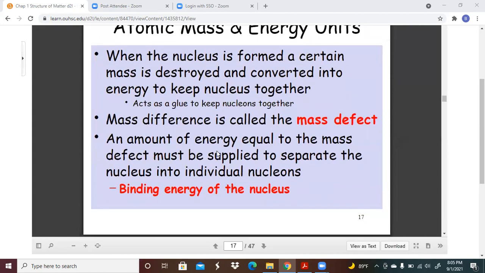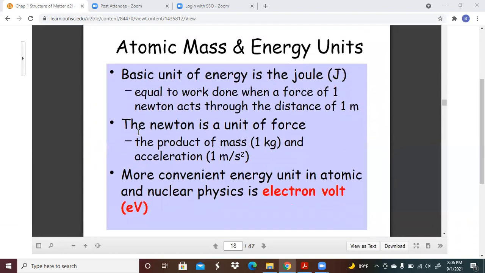When the nucleus is formed, a certain mass is destroyed and converted to energy to keep the nucleus together. That mass turns to energy, which acts as a glue to keep the nucleons together. The mass difference is called the mass defect. An amount of energy equal to the mass defect must be supplied to separate the nucleus into individual nucleons. So in order to split them apart, you have to add energy.